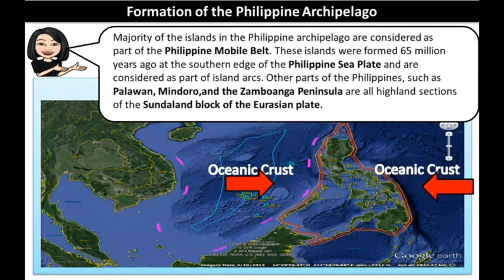Majority of the islands in the Philippine archipelago are considered as part of the Philippine Mobile Belt. These islands were formed 65 million years ago at the southern edge of the Philippine Sea Plate and are considered as part of island arcs. Other parts of the Philippines such as Palawan, Mindoro, and the Zamboanga Peninsula are all highland sections of the Sundaland Block of the Eurasian Plate.